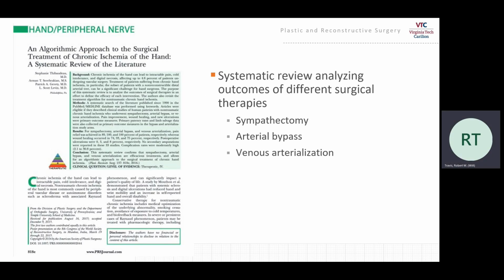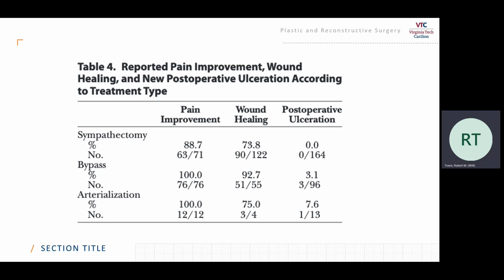This was a paper published in PRS in 2016 out of Penn. It's a systematic review analyzing the outcomes of these different surgical therapies of sympathectomy, arterial bypass, and venous arterialization. This is a table from that paper. It showed that sympathectomy, arterial bypass, and venous arterialization resulted in pain relief in 89, 100, and 100% of patients, whereas successful wound healing occurred in 74, 93, and 75% of patients, respectively.